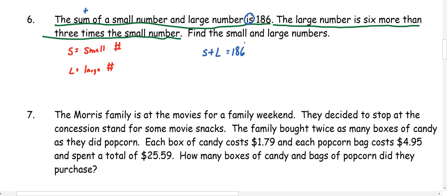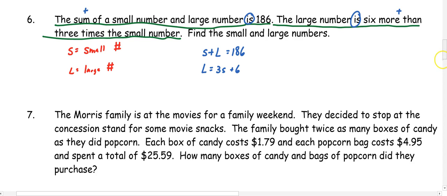And in the second equation, it says the large number is. So remember, is going to divide those 2 sides of our equation. So we have the large number is, L equals 6 more than 3 times the small number. So let's work backwards. 3 times the small number is 3S, and then 6 more. So this time it's more than, which means we have to add to it. So plus 6.